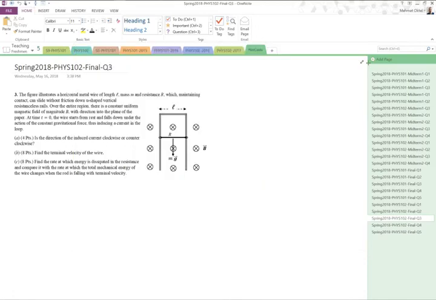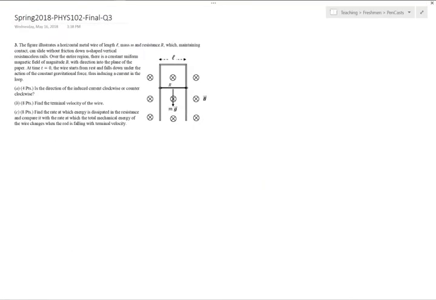Okay, so this is the third question for the Physics 102 final, where we have again this arrangement where a bar is sliding on frictionless rails. The first part asks us to find the direction of the induced current. Well, as the thing is falling down, flux, which is into the page, is increasing.